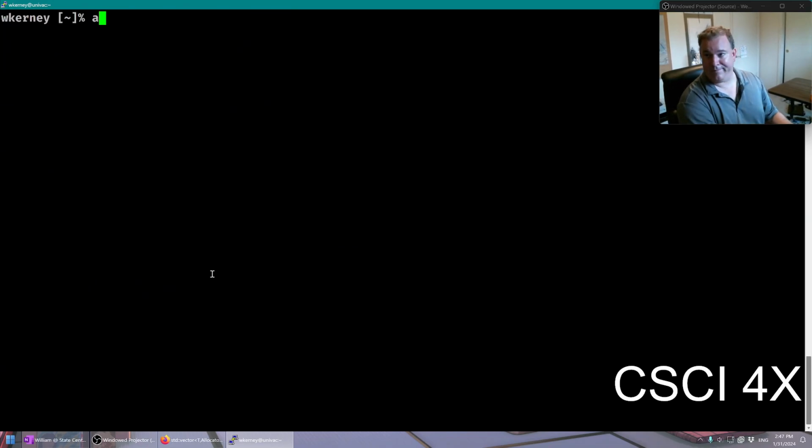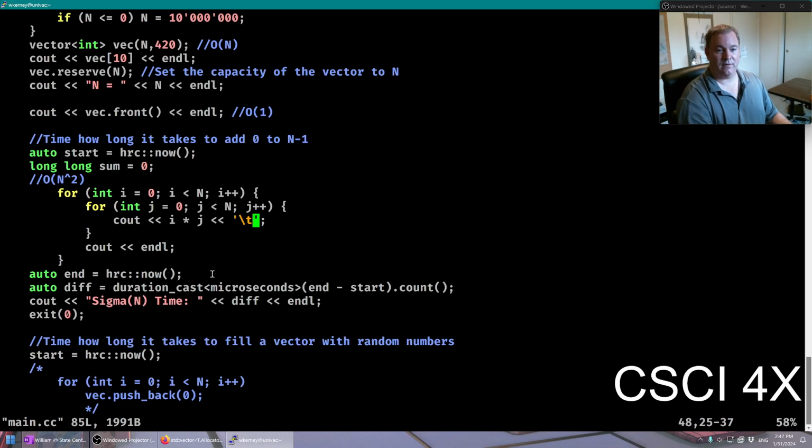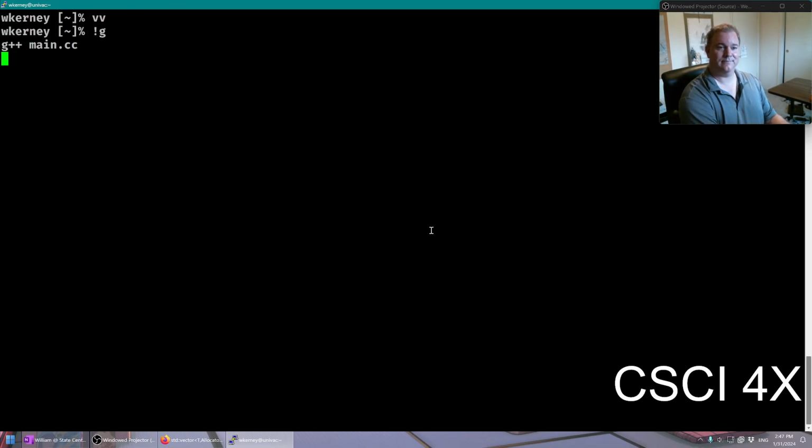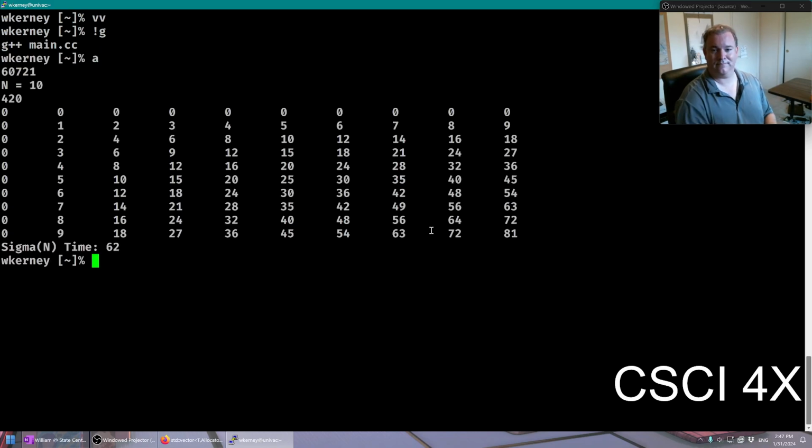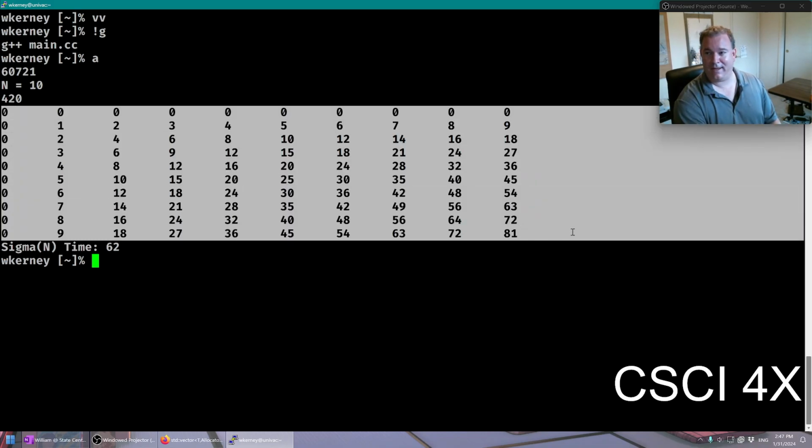N is 10 currently. So how many numbers am I going to print to the screen? It's a times table. Look at that. How many numbers are on the screen right now? 10 times, we printed 10 numbers.